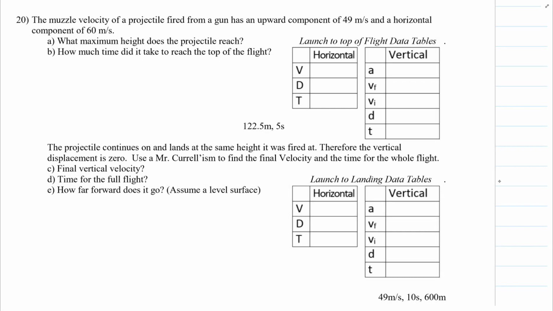This is question number 20 from the projectile package. The muzzle velocity of a projectile fired from a gun has an upward component of 49 meters per second and a horizontal component of 60 meters per second. What's the maximum height it reaches? And how much time did it take to reach the top of the flight?